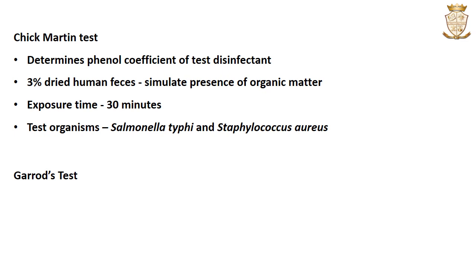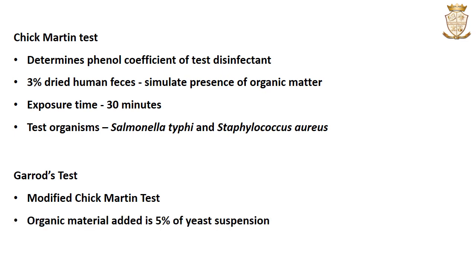The next method of phenol coefficient test is Garrod's test. This is also a similar phenol coefficient test. This is a modified Chick-Martin test. Here, the organic material added is a 5% yeast suspension instead of dried human fecal matter. In Garrod's test, 5% of yeast suspension is added as an organic material.